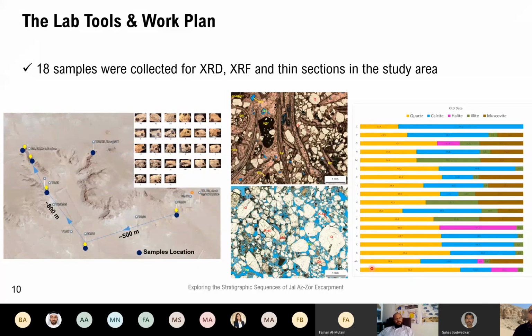We have collected 18 samples. You can see the pictures of the 18 samples on the map. And the value of why we are taking these is because the field, at the end of the day, we are doing descriptive, measurable things, but we need something quantitative for the mineralogy, as well as to see under the thin section. You can see the two different samples.